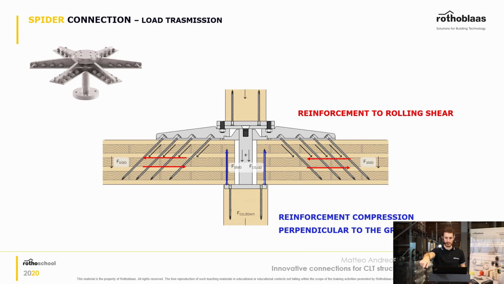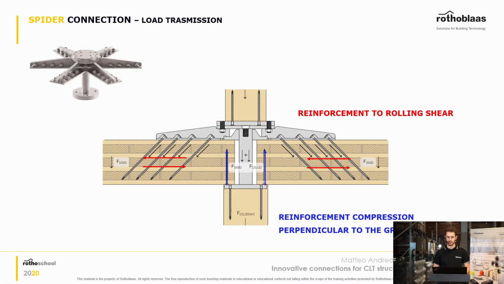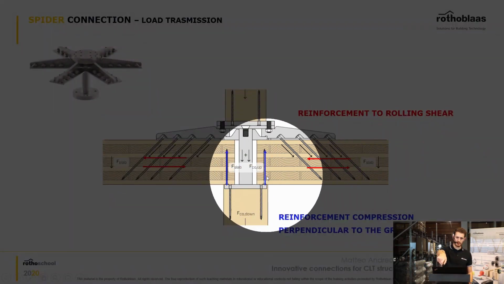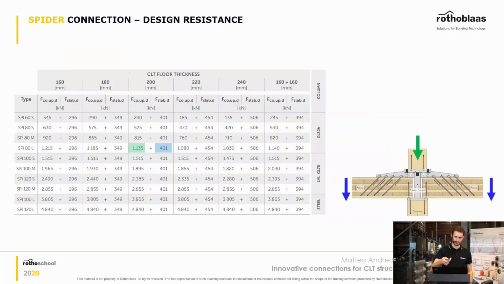And these connectors here, the inclined full threaded screws, are very useful for another thing as well, which is the rolling shear. In a situation like this, one of the biggest failure modes that you can have is rolling shear. And you have another reinforcement, these other screws here, which are there to reinforce the compression perpendicular to the grain. There are some tables available online so that you can easily calculate how many of these you need and what is the maximum load that you can support with your connection, as you can see here.